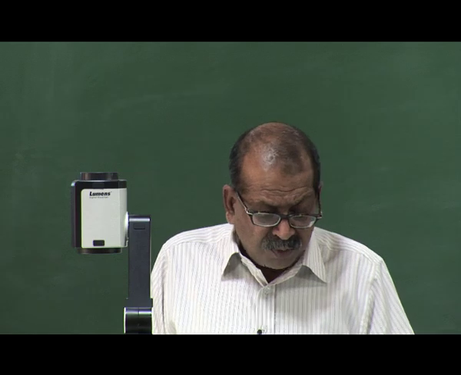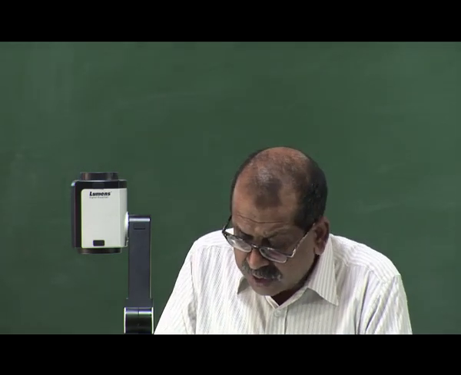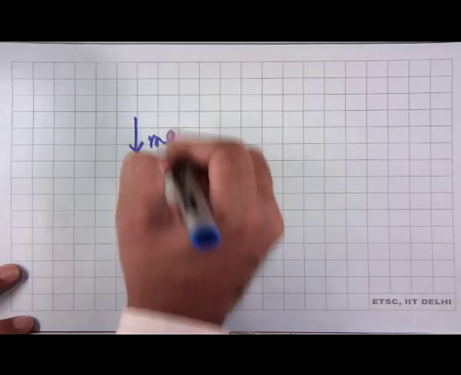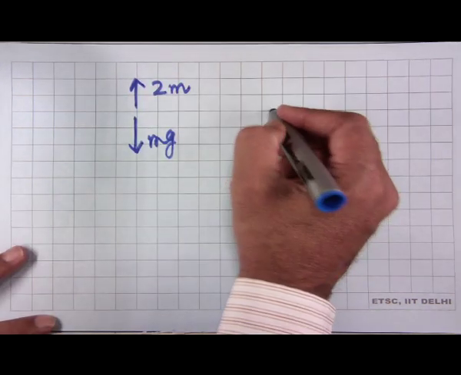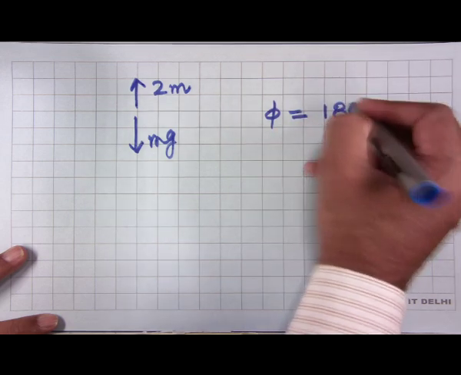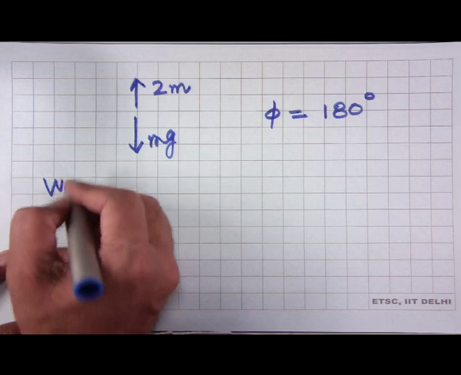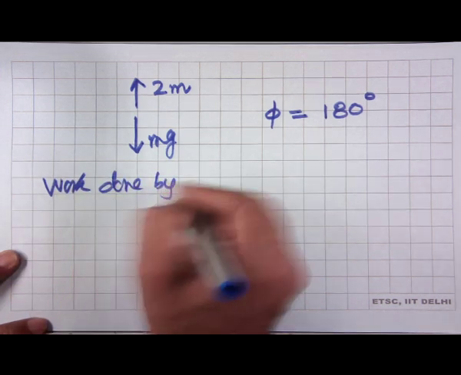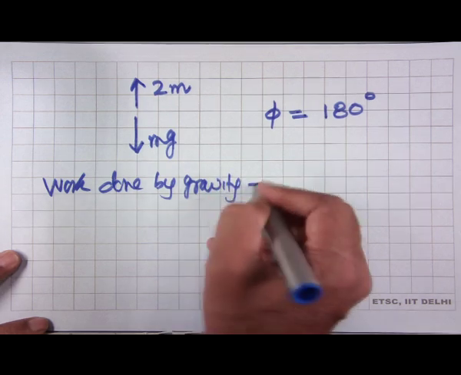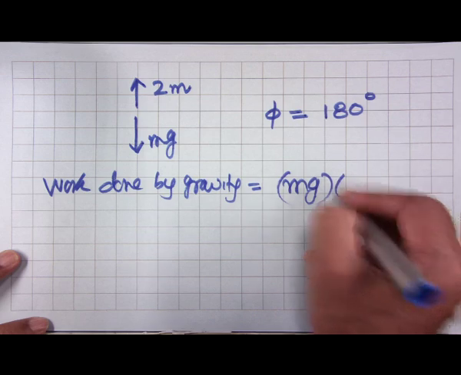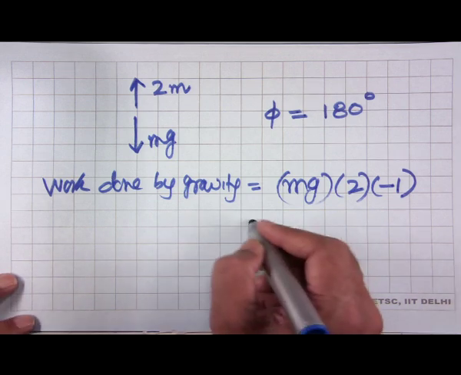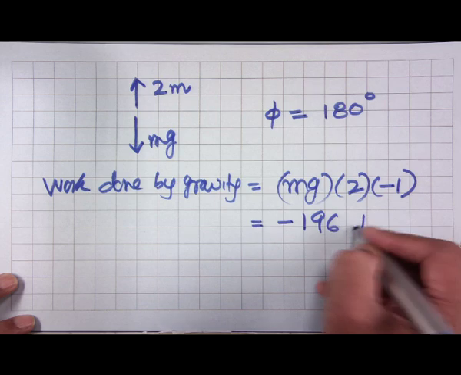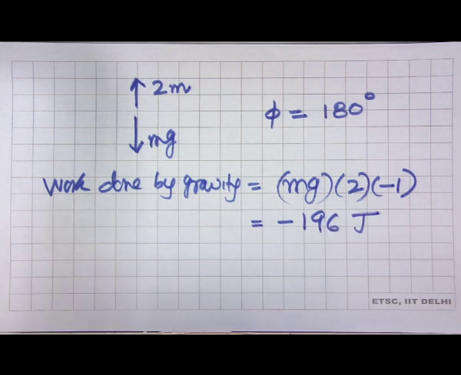So, the work done by gravity: gravity force is mg, it is moving up, the displacement is 2 meters, and therefore the angle phi is equal to 180 degrees. So, work done by gravity is equal to mg multiplied by 2 multiplied by minus 1, and this will be equal to minus 196 joules. So, work done by gravity is minus 196 joules.